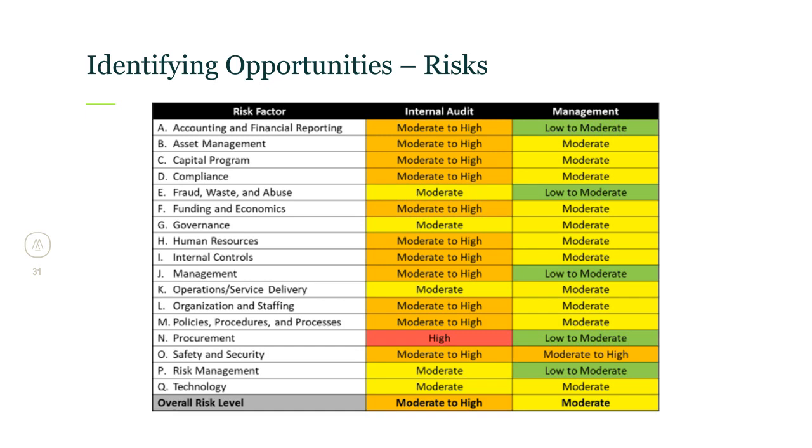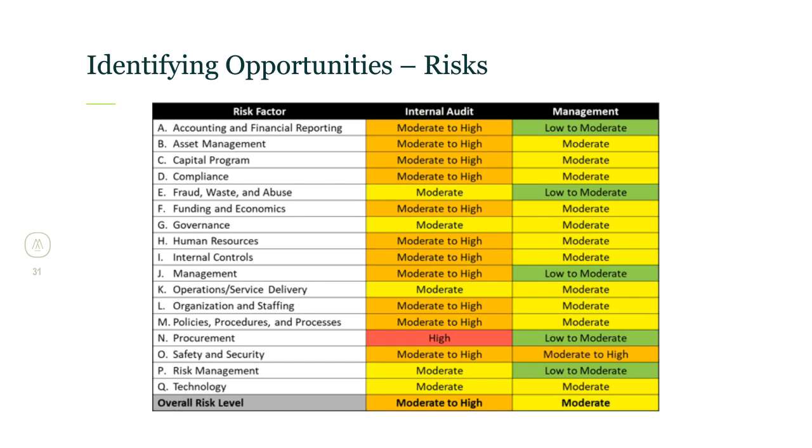So here an example, probably the biggest one to point out, procurement, high for internal audit, low to moderate for management. That's not the end of the world, or you want to shame someone for having a different view, but now you're identifying, okay, where are we operating in a way that we're not really thinking about risks, and we might be a little bit more lax as an organization where we should be, or vice versa.